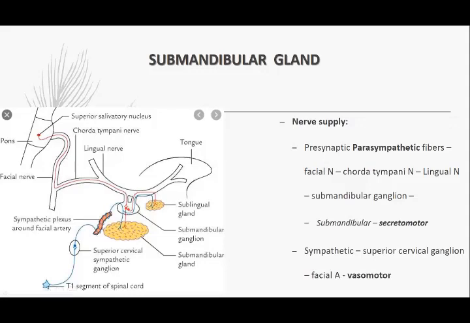ठीक है? They have no role to play in the secretion of the gland. Secretion of the gland is only produced by parasympathetic fibers. इसलिए parasympathetic fibers are also called secretomotor. अब आते हैं, ये parasympathetic fibers आते कहाँ से? Parasympathetic fibers, they come from a branch of the facial nerve.